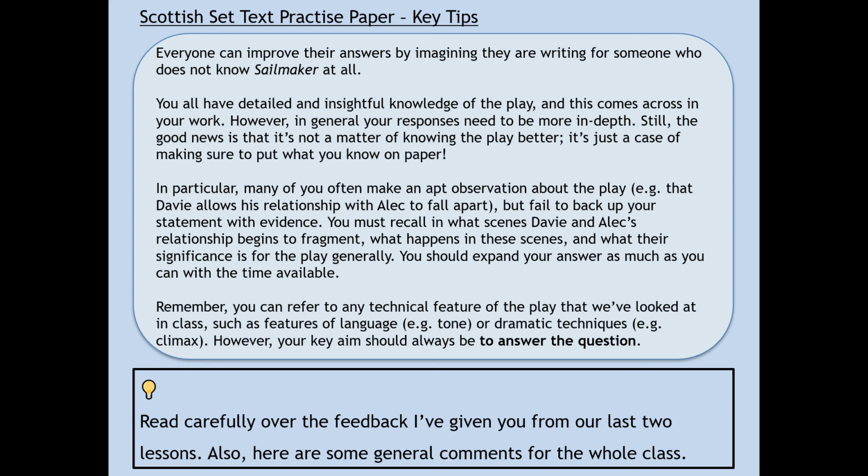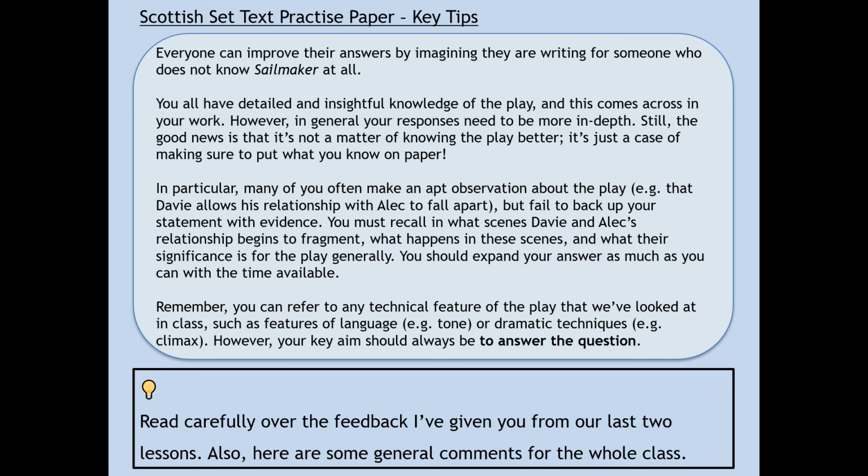Remember, you can refer to any technical feature of the play that we've looked at in class, such as features of language, for example tone or imagery, or dramatic techniques, for example climax or turning point. However, your key aim should always be to answer the question. It'll be helpful to note, folks, that you can answer the question without referring to any such technical features.